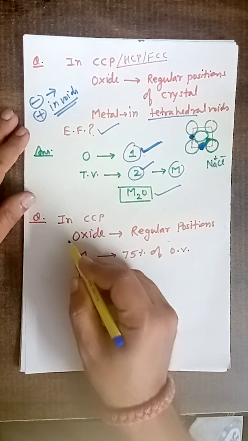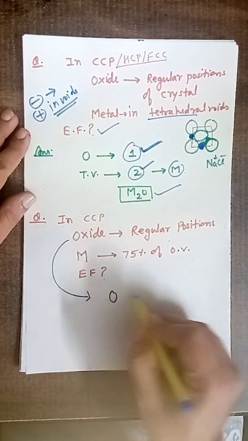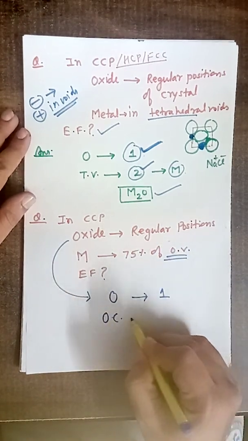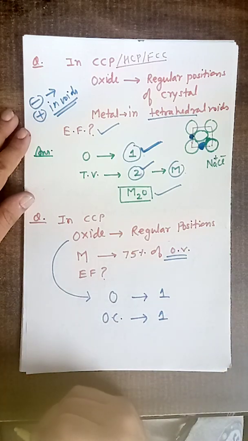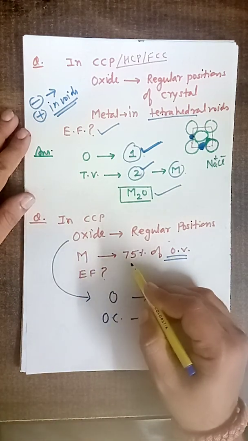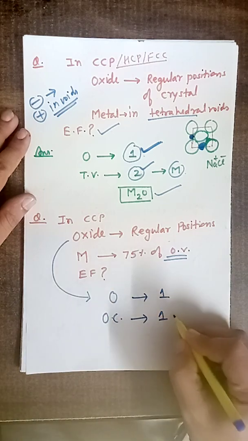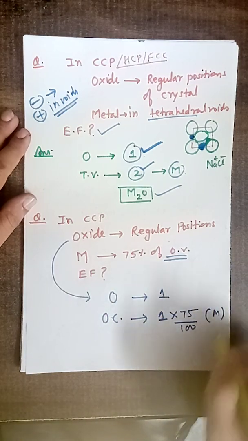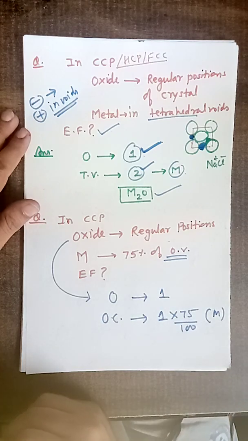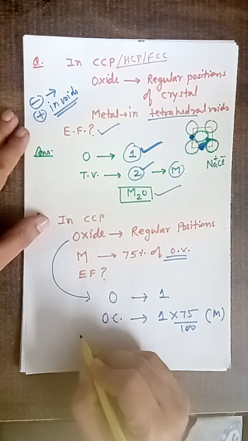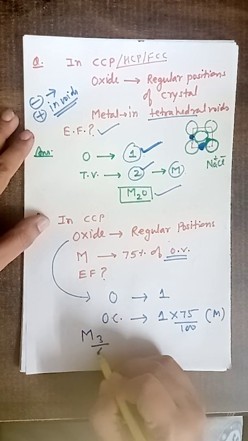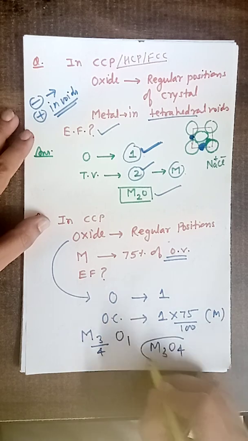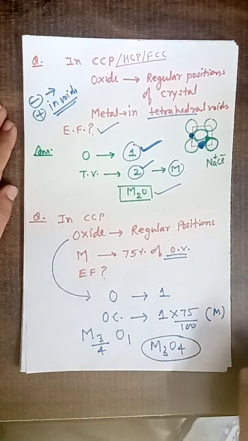Once again start with oxide, which is regular position, let oxygen is 1. This time metal in octahedral void. So octahedral void is also 1. The ratio is 1:1. As per the question, metal occupy only 75% of octahedral void. So 1 multiplied by 75 upon 100. This is the number of metal. As per question, it is 75% octahedral void. Now you can write M3/4 and O1, or it is M3O4. This is empirical formula of solid.